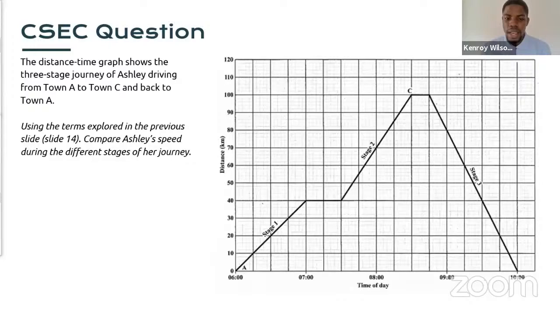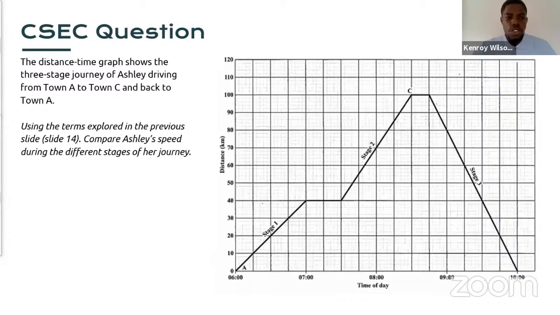So here we realize that Ashley went from town A to town C. Maybe she went from, for instance, Alexandria to another town C, Clarendon, based on the parish that you're living in. You can think of towns that begin with the letters A and C. But she went from town A to town C, and while she was going from town A to town C, this is what her journey looked like.